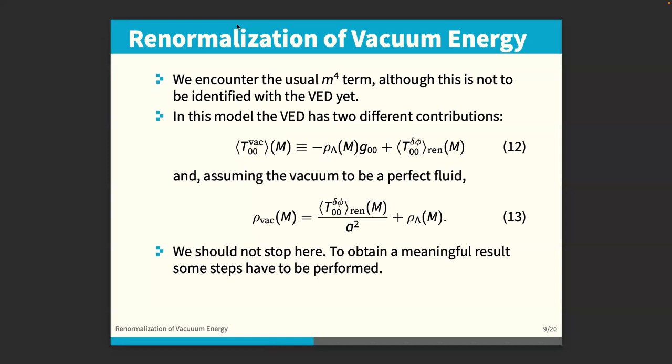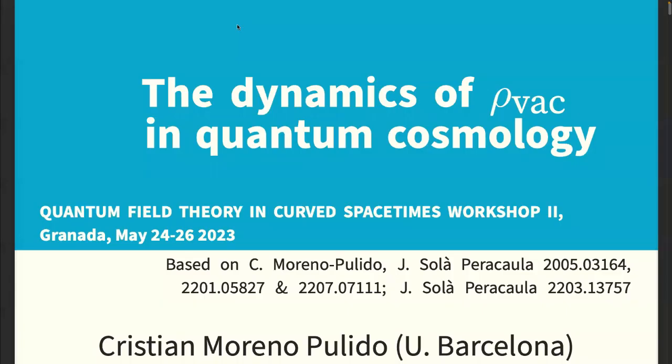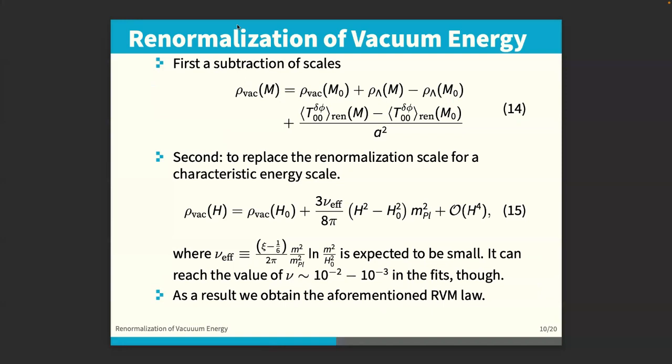We should not stop here. To obtain a meaningful result that we can use in cosmology, we have to do at least two steps. The first one, consider a subtraction of scales. We have to consider the scale at an arbitrary value M and another arbitrary value M0, and do the subtraction. And when one does this calculation, I did not put it explicitly, one observes that the terms M to the fourth disappear. So there is an exact cancellation in the term M to the fourth, the one that is problematic, that does not appear anymore.